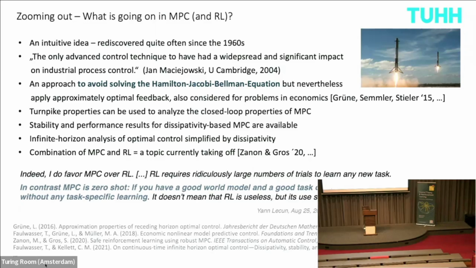And I want to close this rough tour de force about dissipativity and optimal control with a quote by Yann LeCun, who wrote last August even on Twitter that RL requires a ridiculously large number of trials to learn any new task. In contrast, MPC is zero shot. If you have a good world model, the good task objective, MPC can solve new tasks without any task-specific learning.